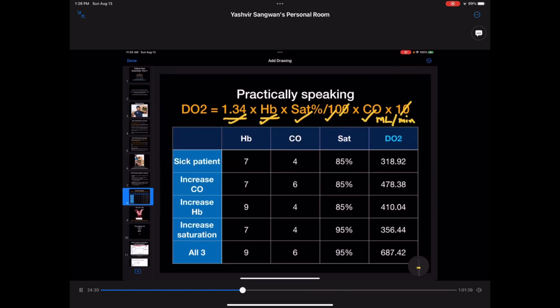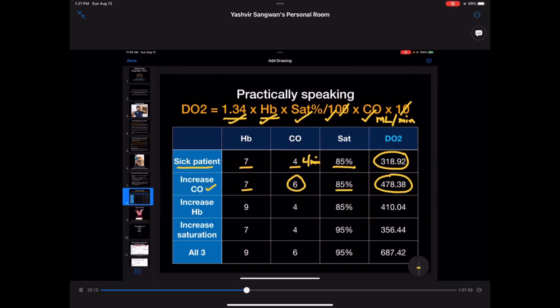Now let's say we have a sick patient. Patient's hemoglobin is 7, cardiac output is 4 liters per minute, saturation is 85%, and then we calculate the delivery of oxygen to be 318.92 ml per minute. Now, if I do nothing to this patient but increase their cardiac output, so hemoglobin is still 7, I have increased the cardiac output to 6 liters per minute, saturation is still 85%, I have made the DO2 478.38 mLs per minute.